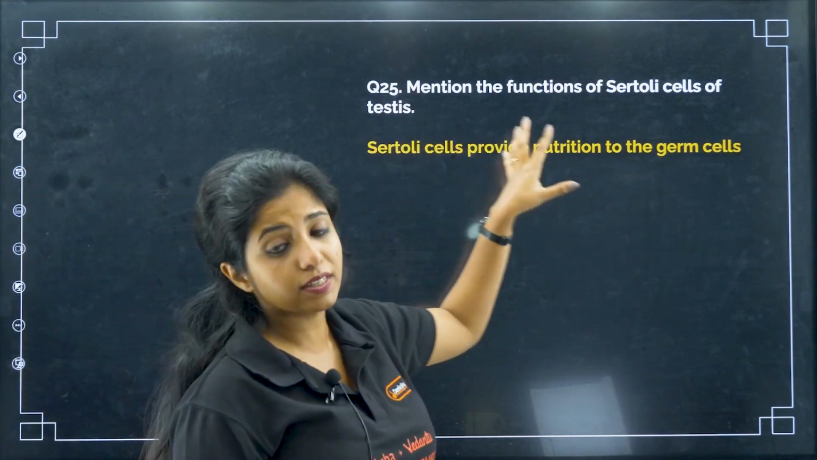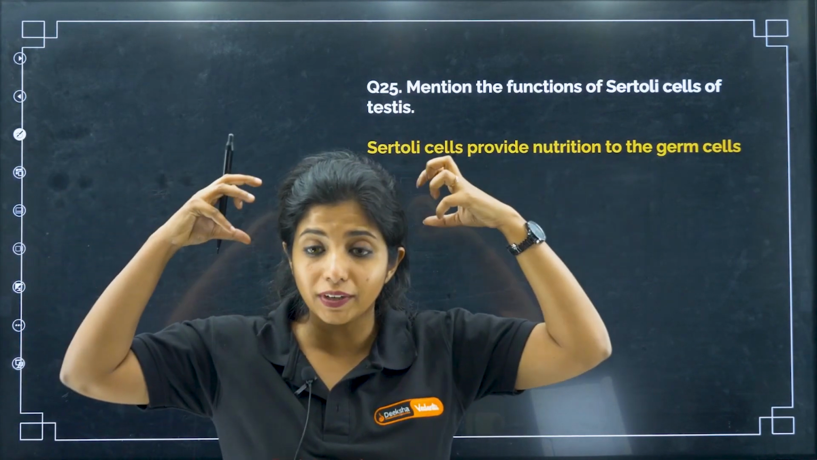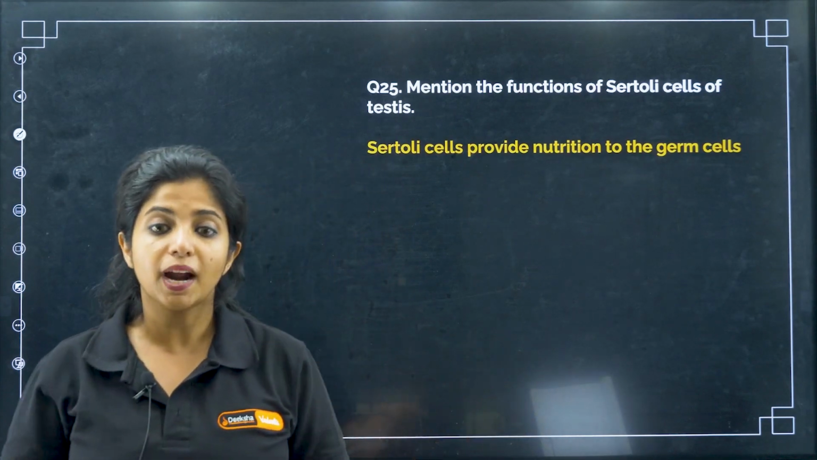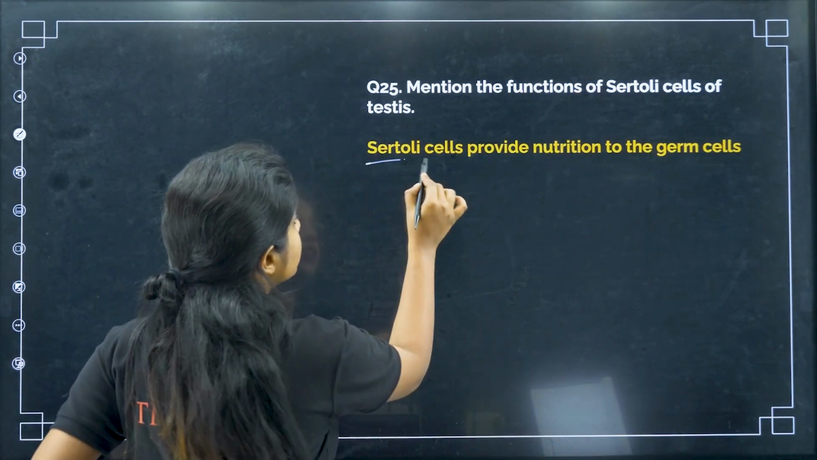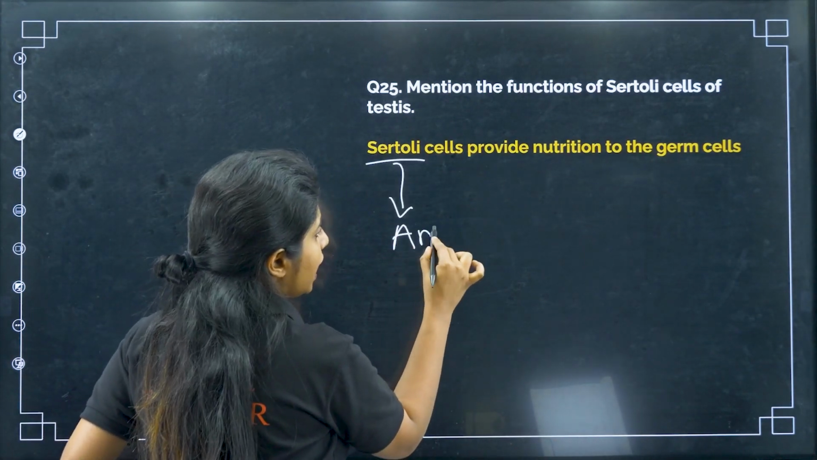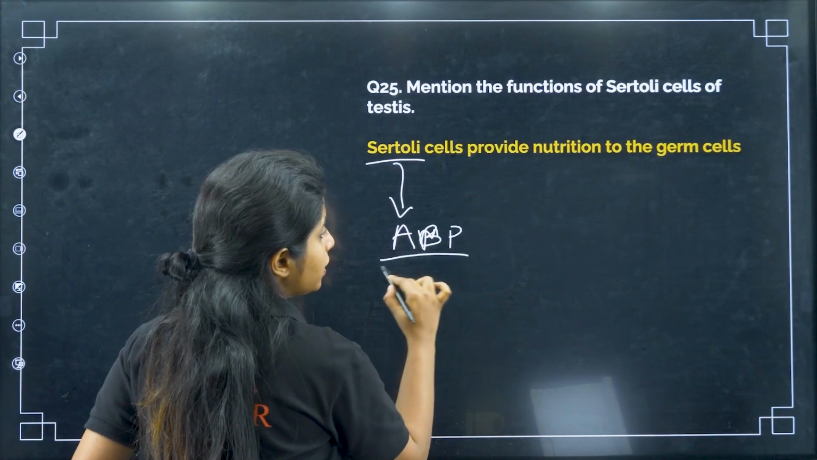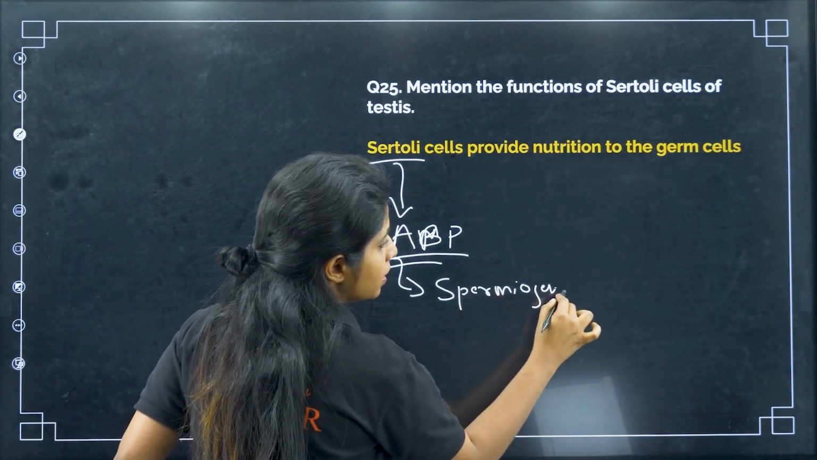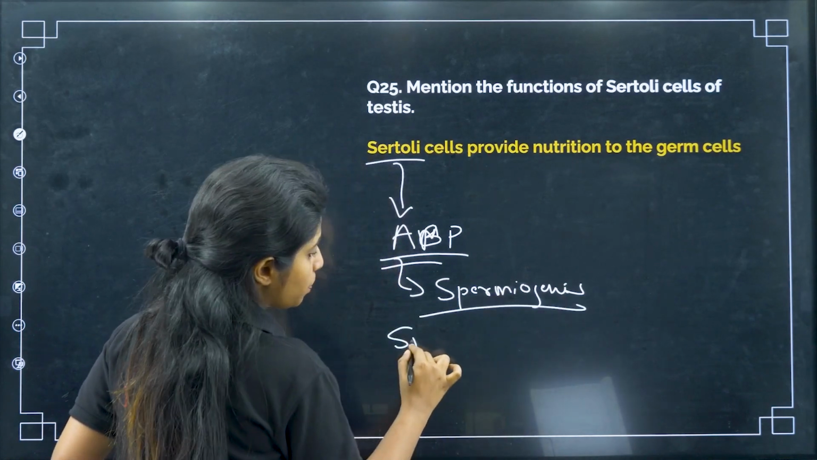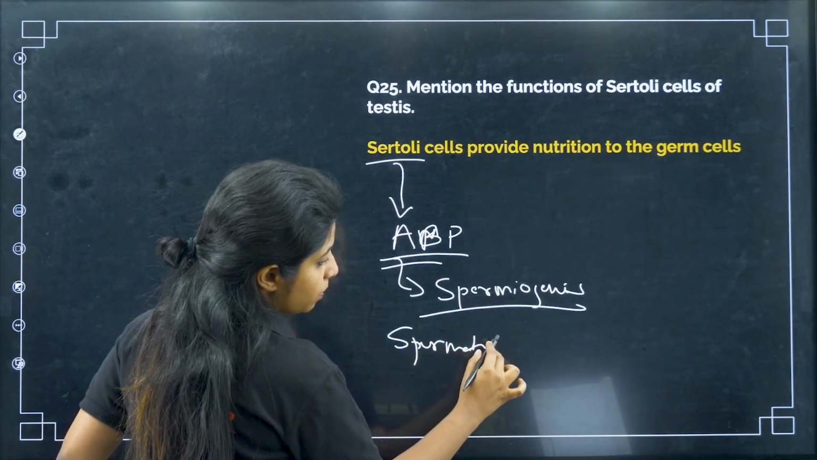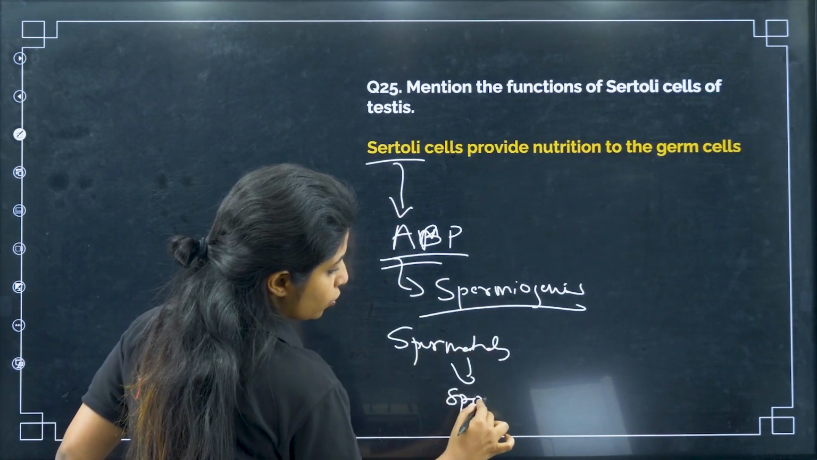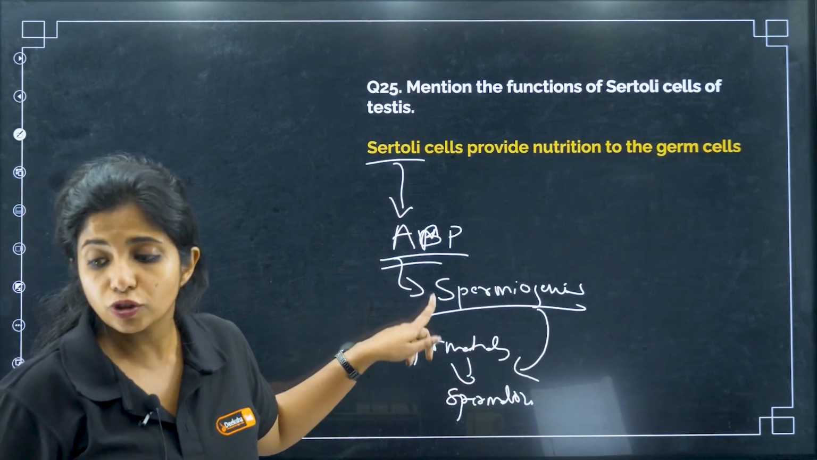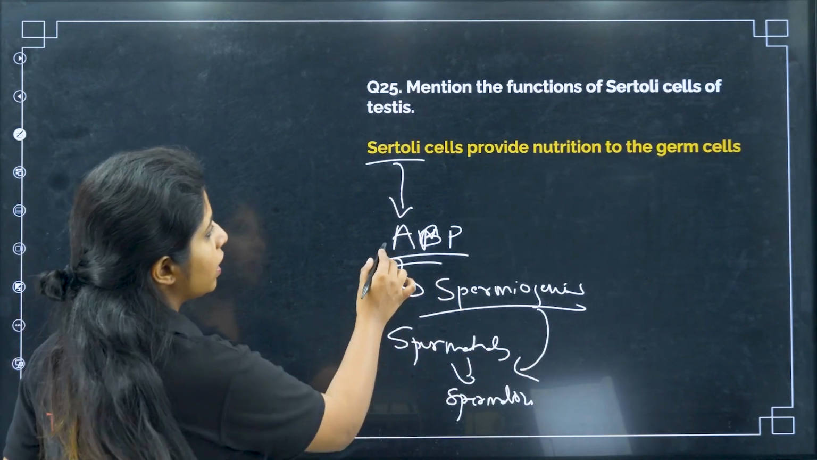Mention the function of Sertoli cells. Sertoli cells provide nourishment to the spermatogonia, the germ cells which are there. Apart from it, understand that Sertoli cells release some factors, ABP, androgen binding protein, which are very important for the process of spermiogenesis. Spermiogenesis means the conversion of spermatids to spermatozoa, the mature ones. Okay, this is known as spermiogenesis. For this, you need androgen binding proteins, my dear children, very important.